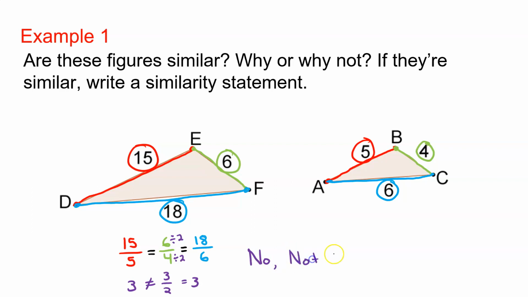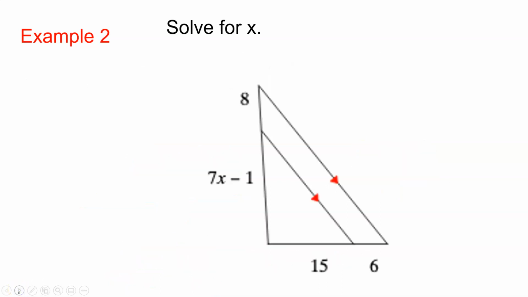Not similar triangles. Our proportionality statement here is false. So again, the ratios are not correct. They are not scaled. All sides are not scaled by the same factor. All right, so that is example number 1. So when that happens, do we have to write a similarity statement? No, it's impossible. These are not actual similar triangles. All right, number 2 here, example number 2, it says solve for x.